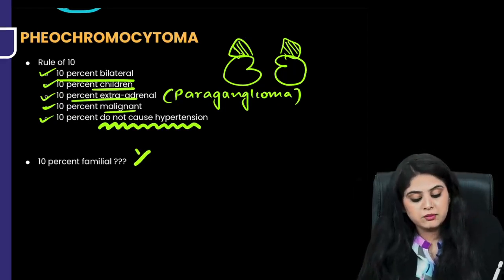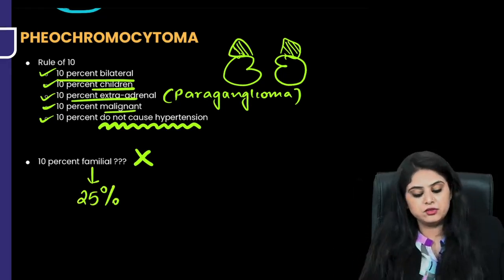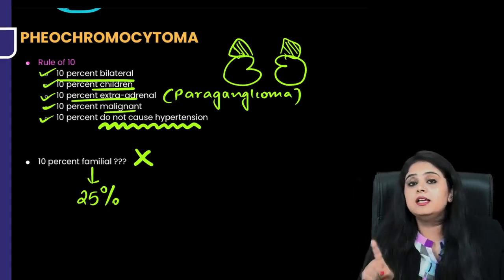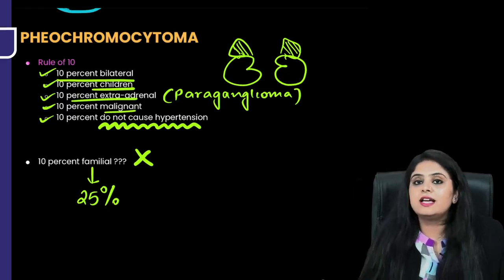Earlier they used to say 10% are familial, but now they say 25% are familial. So familial has been removed from the 10% rule. Everything else, bilateral, in children, malignant, extraadrenal, and no hypertension, all of that is 10%. Familial is not 10%. Pheochromocytoma also done. So your adrenal gland is over, which means your endocrine chapter is also done.